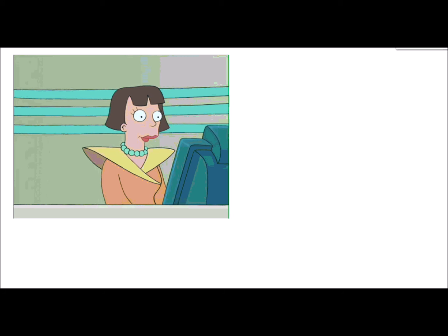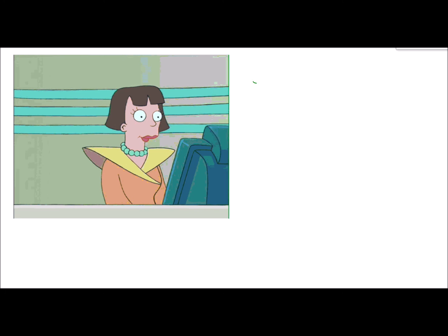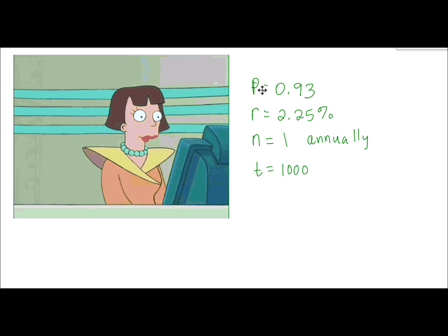Okay, now you had to listen kind of close to it, but she mentions a bunch of numbers. Right? She says that he started out with 93 cents. That was his balance way back when. And then really quickly she says 2.25%. And then she also says annually. And that word was hard to catch. But she says annually, which means N is going to be 1. And then he mentioned that it had been in there over 1,000 years. So those will be the values that we're going to use.